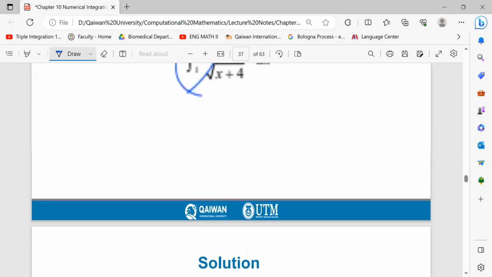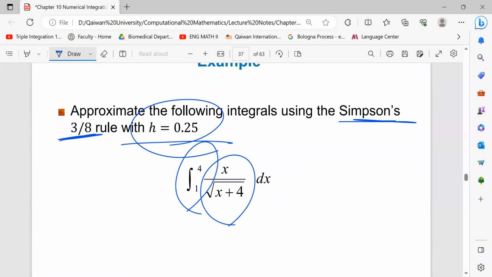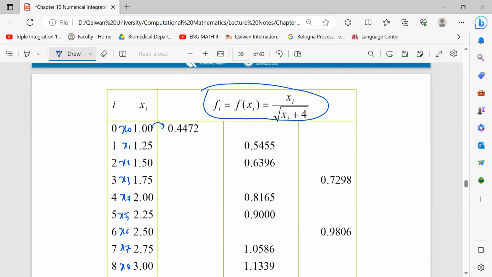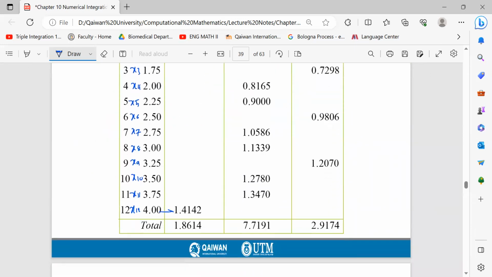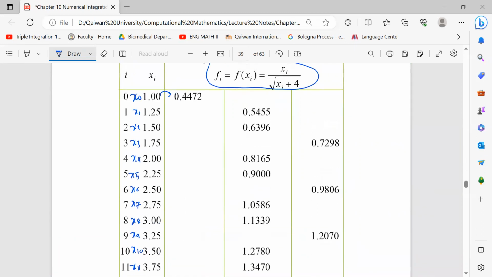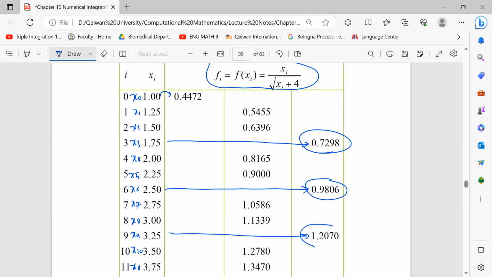The function is this one. Okay. This for x0, f of x0, and f of x1 is this value. And then for three multipliers, we need to find f of x3. This is f of x3, and for f of x6, and x9, these are three multipliers.